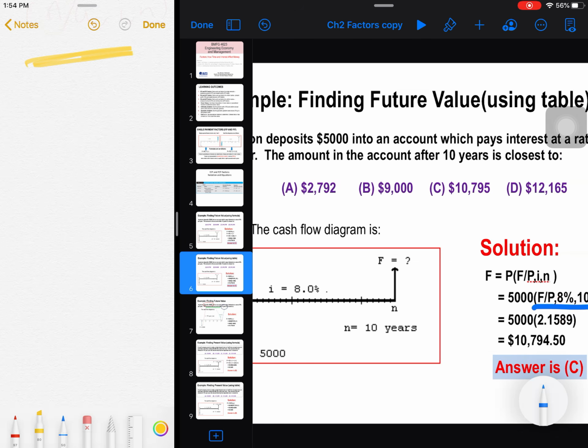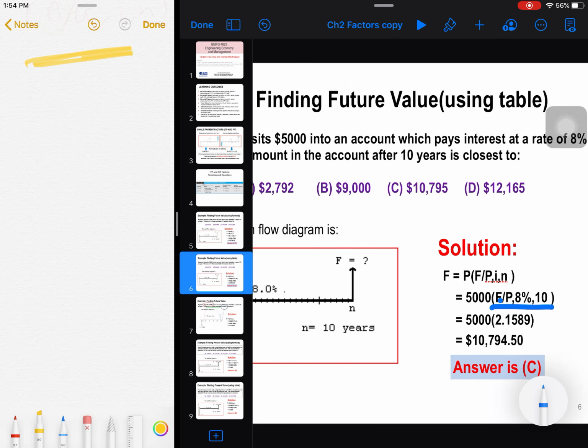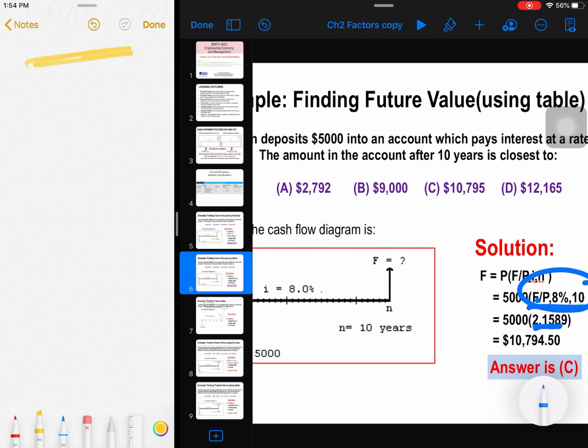So with the table, if you go to the values of F over P at I equals 8%, N equals 10, you'll be given these values. Whatever you do is just multiply the money you have by the value of the factor you found from the table. It's more straightforward and doesn't involve much calculation. It's just multiplying the money by the factor you found using the table, and you get the answer directly. It's easier.